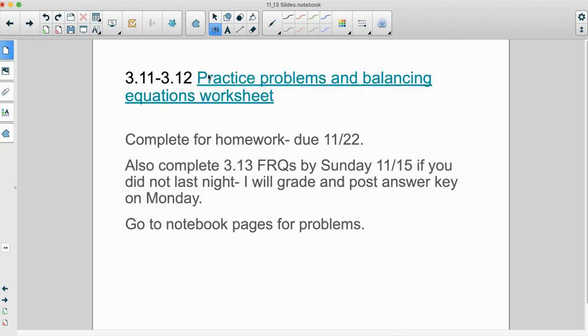All right, so then we went to these practice problems here, and this is homework. We didn't get to going over FRQs, and I knew that a bunch of people hadn't gotten a chance to do these, so I will grade those once they're turned in, and I will post the answer key on Monday. So here, let's go to these 3.11 to 3.12 practice problems. I'll do a couple as examples.